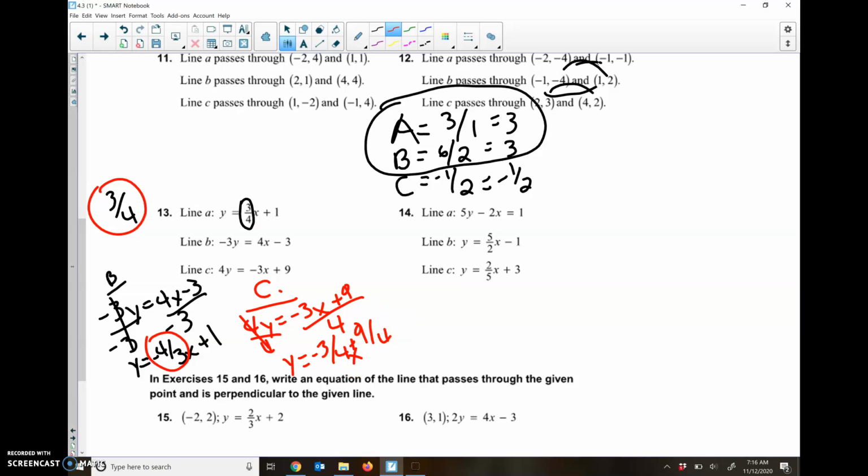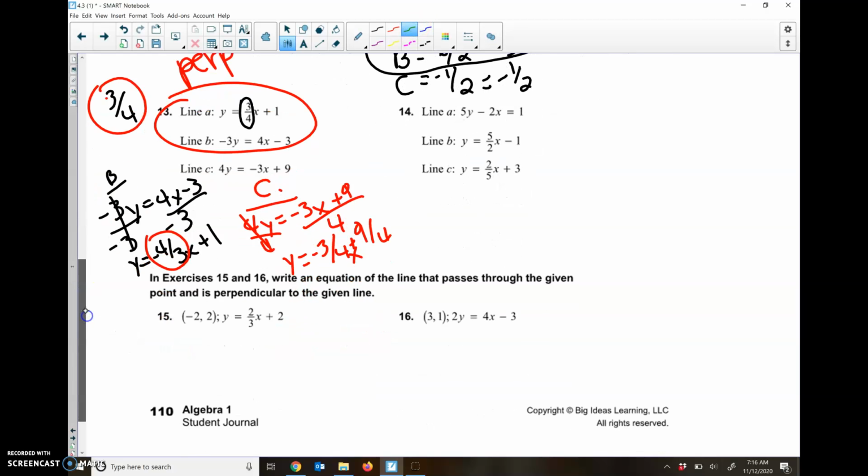So here we don't have any that are parallel. None of them are the same. +3/4, -4/3, -3/4. None of those are the same, but we do see that line A and B are perpendicular because +3 over 4 and -4 over 3 end up being the opposite reciprocals. Positive 3 over 4, negative 4 over 3.